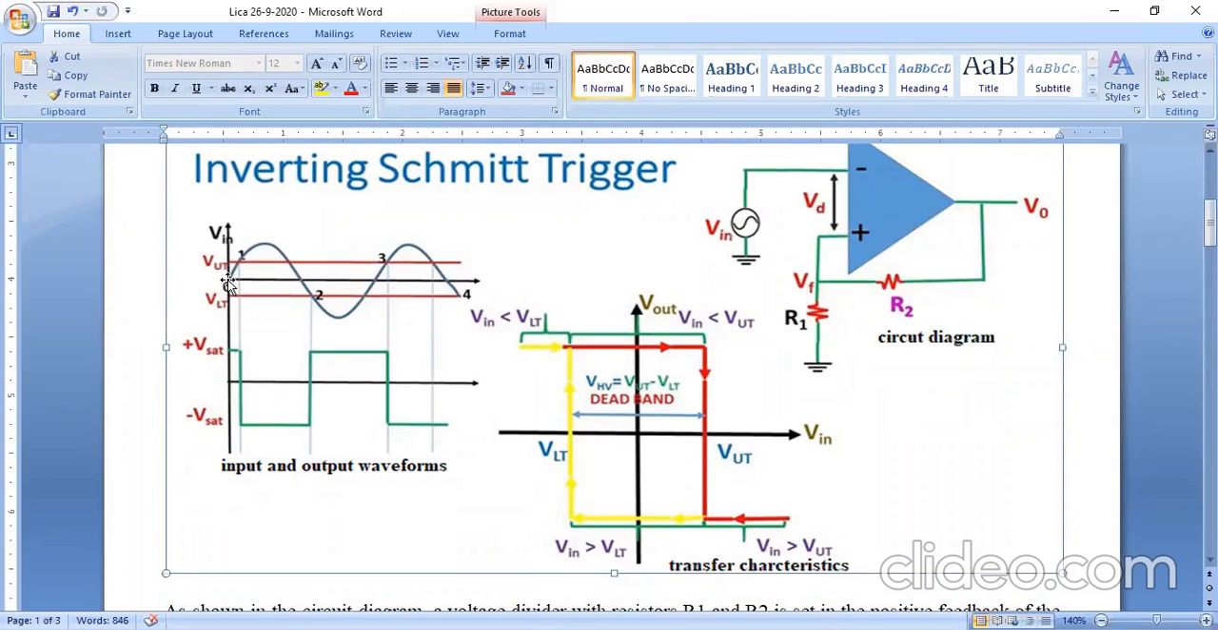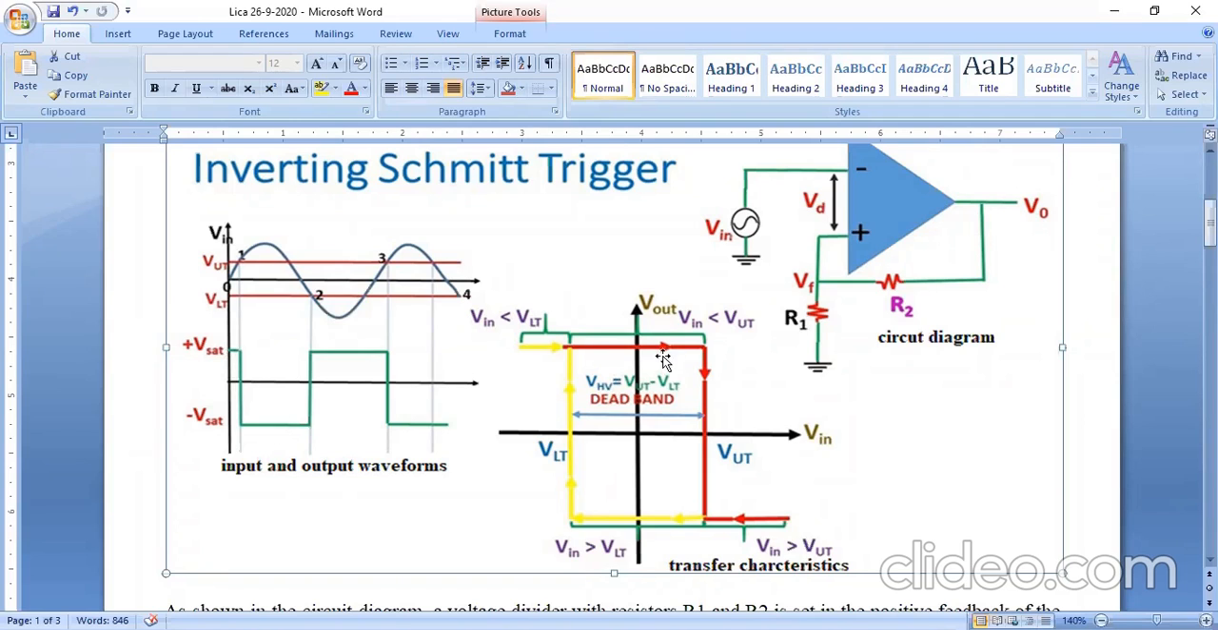At this instant, the input voltage goes on increasing and reaches the upper threshold value at this point. The output waveform reaches positive saturation, and with further increase toward positive maximum, it reaches negative saturation. So if the input is varied from plus V maximum to minus V maximum, the output varies from plus V saturation to minus V saturation.